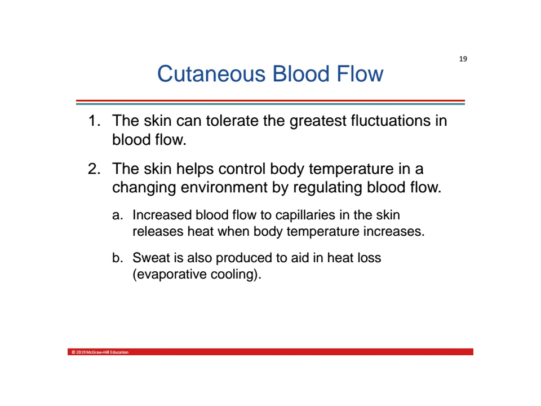Unlike the brain, which is very intolerant of large fluctuations in blood flow, the skin can tolerate lots of fluctuations in blood flow. The skin helps to control body temperature in a changing environment by regulating blood flow. So, for example, there may be situations in which we have increased blood flow to capillaries in the skin, and this essentially brings heat from the core of our body towards the surface, and then the heat can then be conducted and radiated away from our body and into the environment.